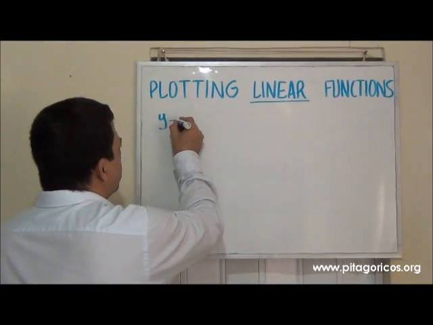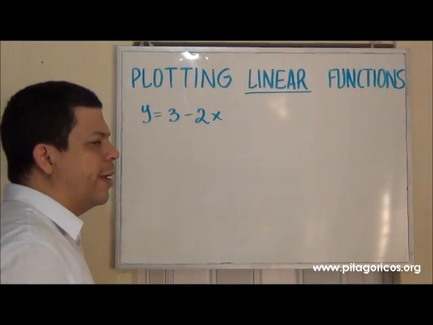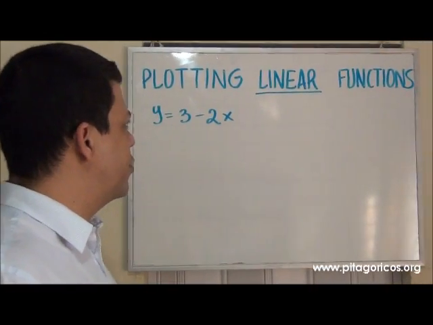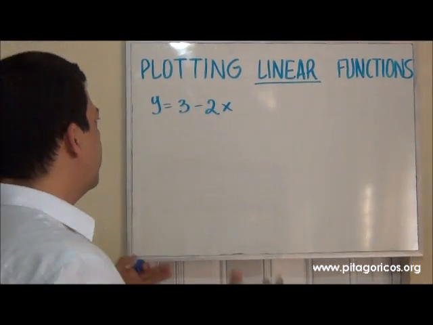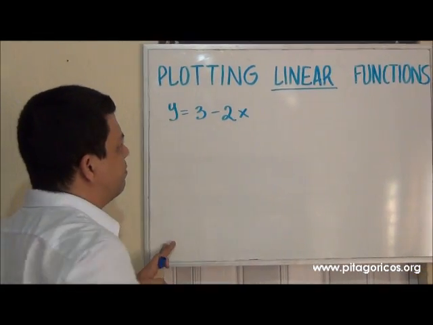Let's suppose that you have something like this. Let's say y equals 3 minus 2x. And you need to find the plotting, you need to get a graph for that linear function. As I said before, this is a linear function because the exponents here are to the power of 1. Very good.